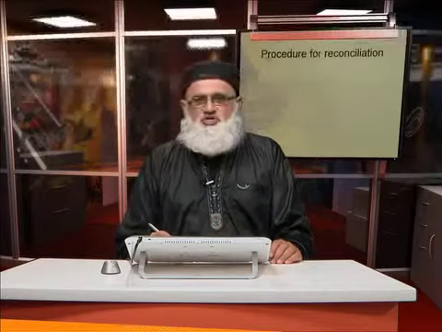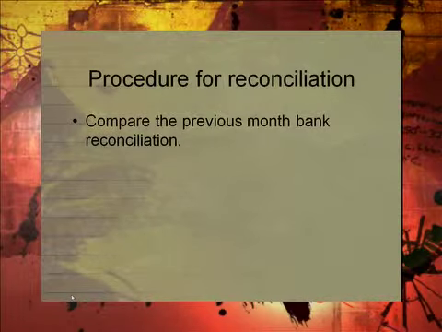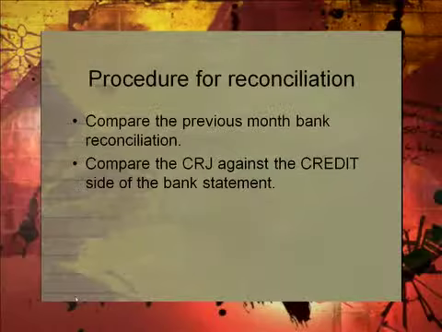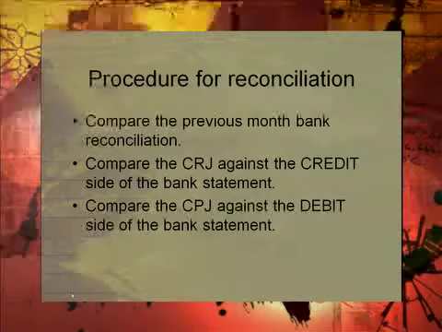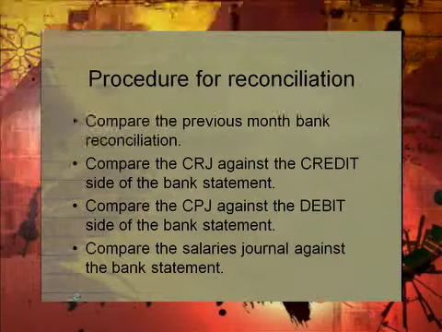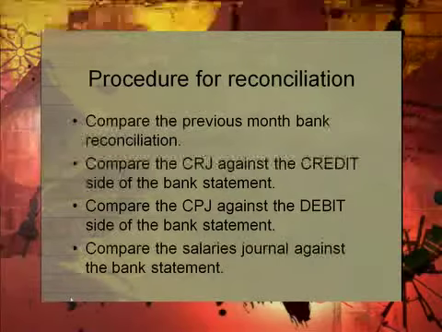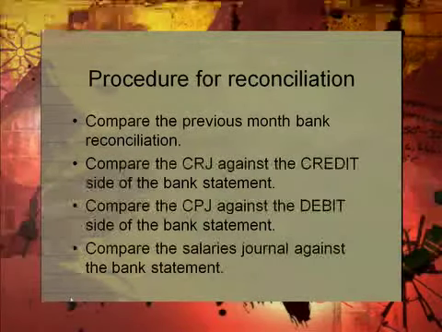Okay, what's the procedure for reconciliation? Here goes. 1, compare with the previous month's bank recon. Items from the previous month's bank recon need to be ticked off. Compare your CRJ against the credit of your bank statement. Compare the CPJ against the debit of your bank statement. Compare the salaries journal against the bank statement. Remember, I alluded to it earlier on.